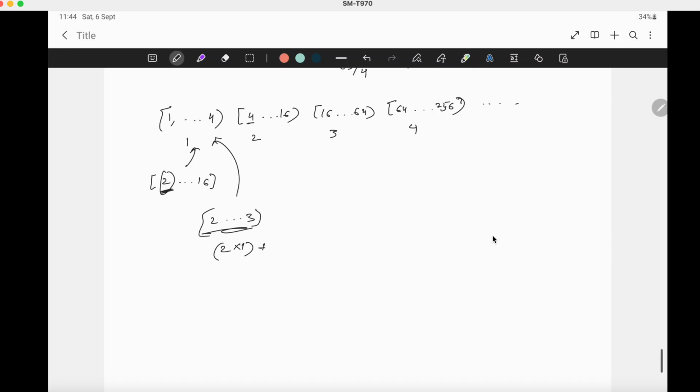Now next is from 4 onwards till 16, which is exclusive here. So all the elements in this range, 4 to 15, are also available in this particular range, and they take two operations.